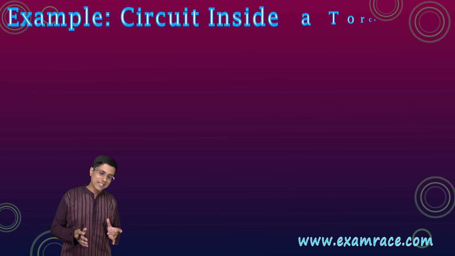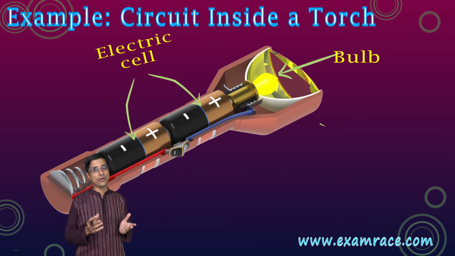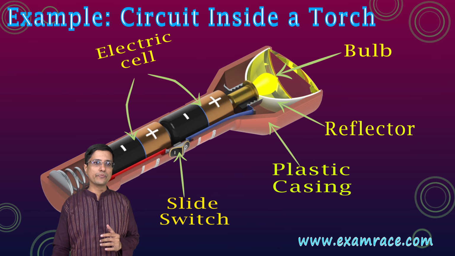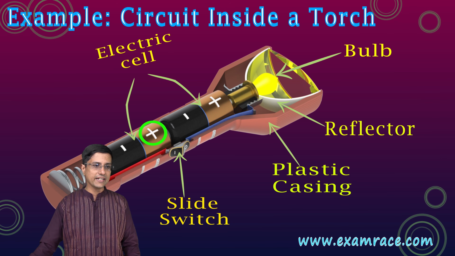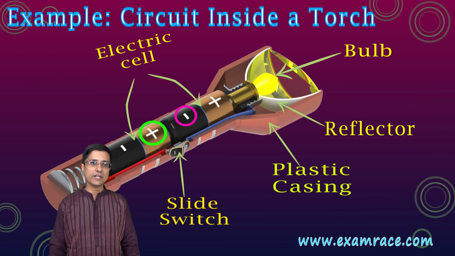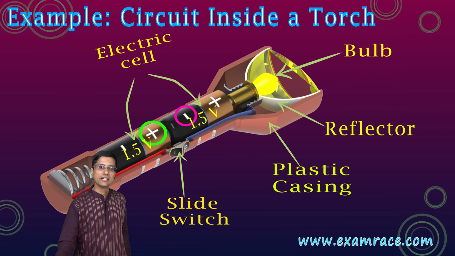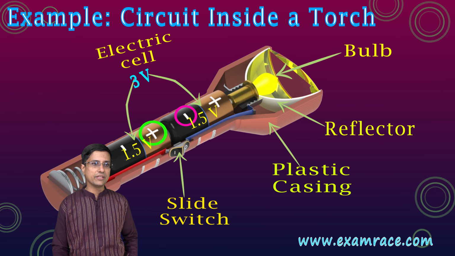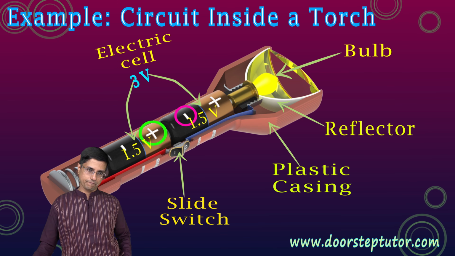Now, one of the very common examples of a circuit, and this is actually given in your book also, is a torch. It is most commonly used. Like we said, these two electrical cells inside the torch in this diagram are connected in series. So they are connected one after the other, and their respective potentials are getting added. If one is 1.5 volts and the other is 1.5 volts, I have a total of 3.0 volts available across their combined terminals.